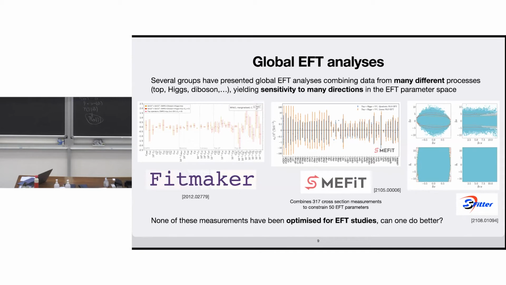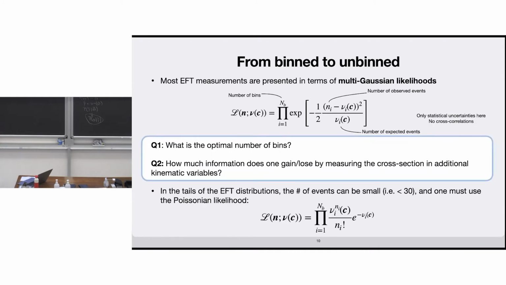We can maybe gain sensitivity in the exact same sense as Juliana just nicely explained. Right, so the question is, can one do better? Just starting really simple: what changes if we go from binned to unbinned? You write down your likelihood. You have a couple of bins, and you can ask the question, what is the optimal number of bins? Does it change if I insert more? And if I measure the cross-section differentially in additional kinematics, do I get an extra sensitivity in my analysis? These are the two questions that we try to answer. And I should note, of course, that if your bin has fewer than approximately 30 events, you should not use the Gaussian, but the Poissonian likelihood instead.